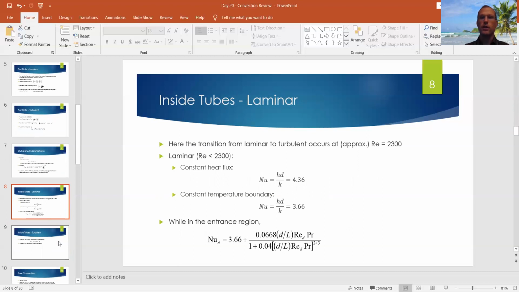Next up is inside tube, so internal forced convection. Here, again, it could be laminar, it could be turbulent. Transition in this case happens at a Reynolds number of 2300, laminar case less than 2300. If we have a constant heat flux, my Nusselt number is simply 4.36. If we have a constant temperature boundary, Nusselt number is simply 3.66. These assume that I have a fully developed case in the majority of my pipe. If that's not the case, if I'm looking at the entrance region before it's fully developed, I have a more complicated equation for that scenario.